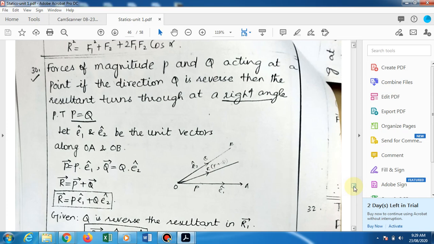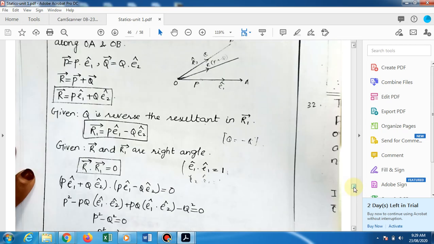Next, what they have given: if Q is reversed, then the resultant turns through a right angle. If Q is reversed, the resultant is R1 vector. Since Q is reversed, we get minus Q. So R1 vector is equal to P into E1 cap minus Q into E2 cap. Given R and R1 are at a right angle, so R into R1 vector is equal to 0.